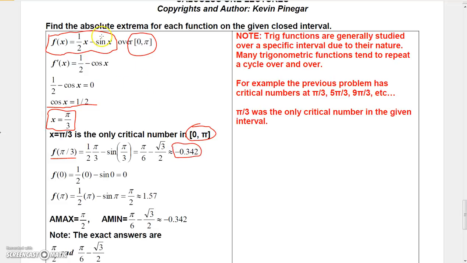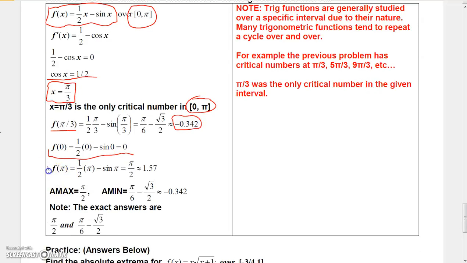Now I also have to evaluate the function at the two endpoints. So let's evaluate it at 0. If I plug 0 in, I get 1/2 of 0 minus sine of 0, and that's just going to be 0. And then I have to also evaluate it at pi. So when I evaluate it at pi, I get 1/2 of pi minus sine of pi. Well, sine of pi is 0 as well, so 1/2 of pi is just pi over 2, which is about 1.57. So I've got three options here: pi over 2, or 0, or this number, negative 0.342.